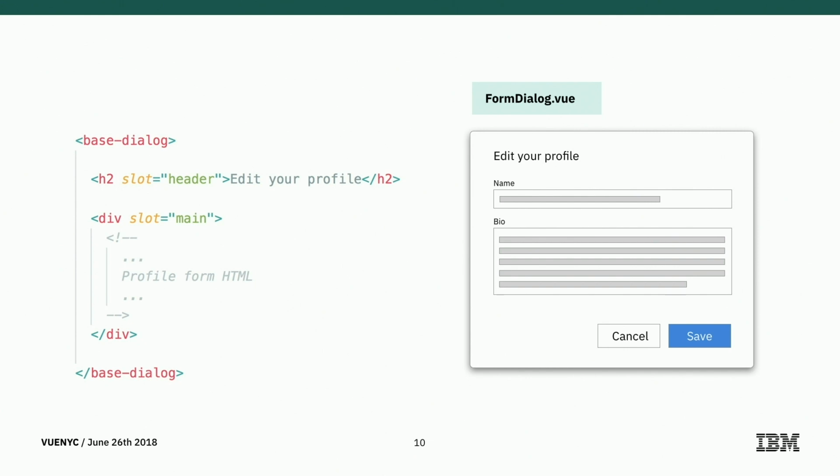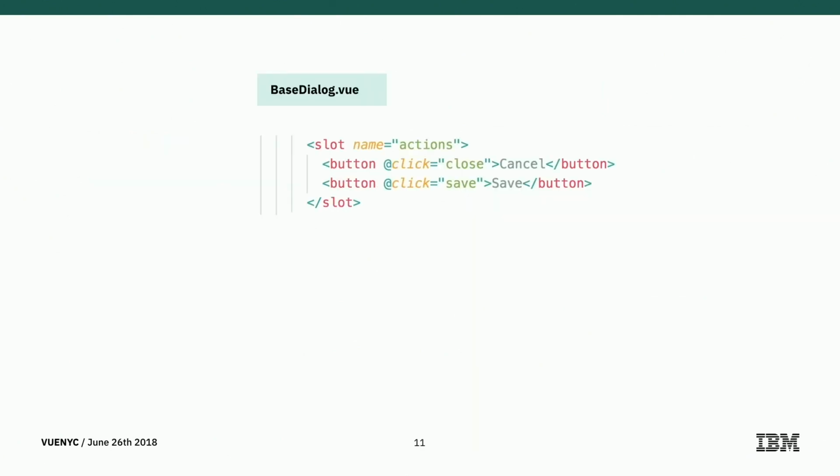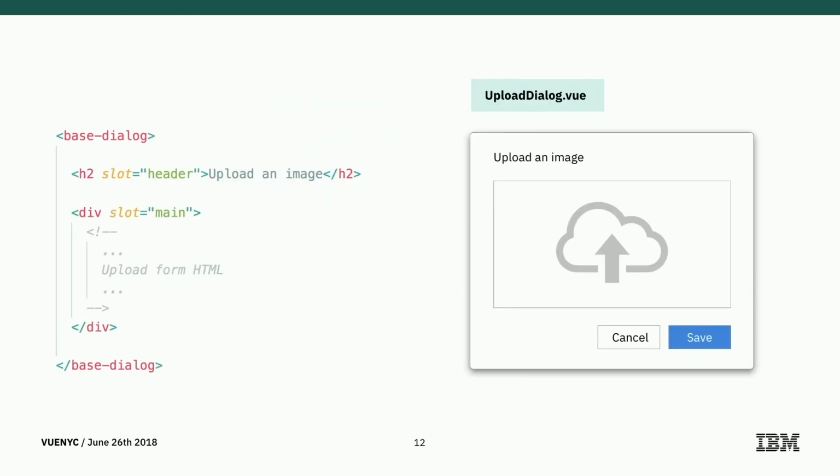So if we come back out to the form dialog, we just import that base dialog, and then on the H2, we just give it the attribute of slot and header, and then that's going to go into that slot that we created for the header. And then we have a slot main, and then we might put our profile HTML in there. And as you notice, I didn't include that slot for the actions. That's because they have the save and cancel button that I used as a default, so we don't have to add it into our dialog. It'll automatically get in there, and here's that example of what it was.